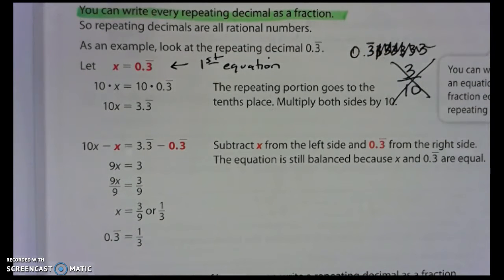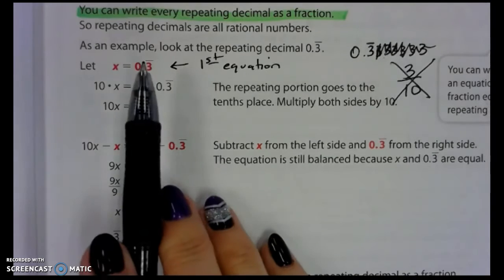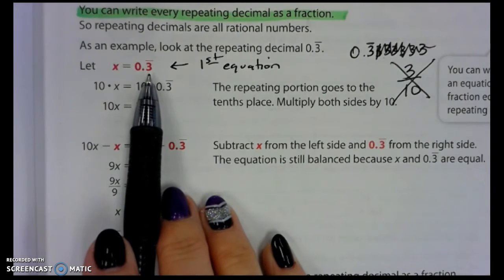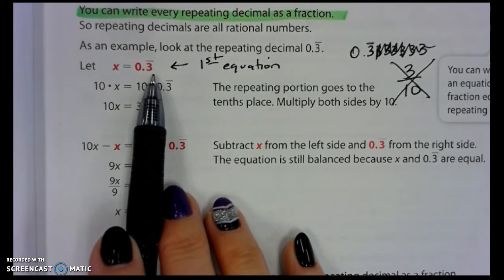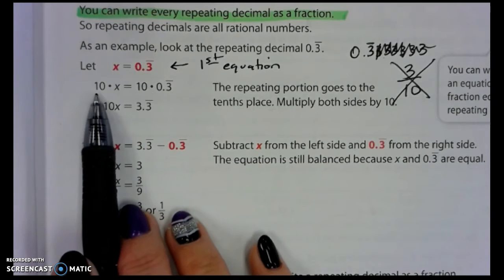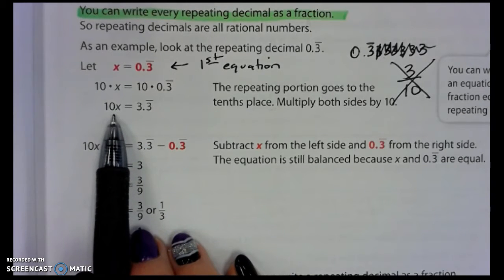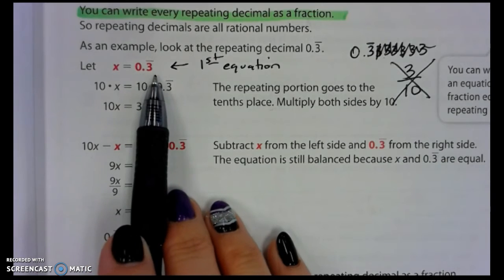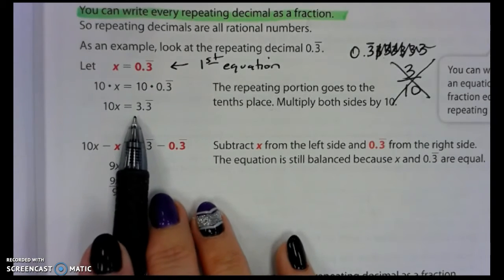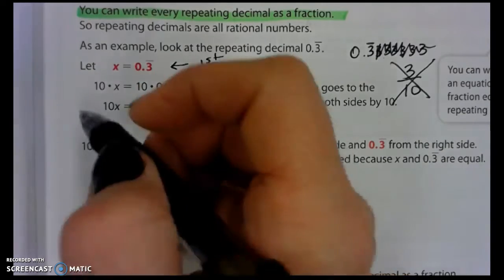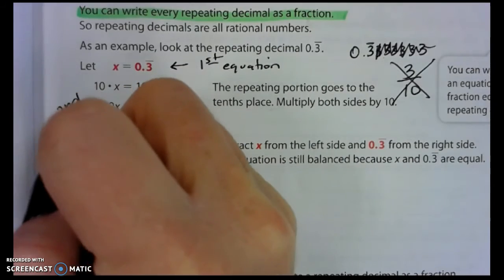Now you have to make the second equation. You make the second equation by deciding the place value of the repeating portion. Since this is the 10th place, we're going to multiply both sides of this by 10. 10 times x is 10x, and 10 times 0.3 repeating is 3.3 repeating. This is our second equation.